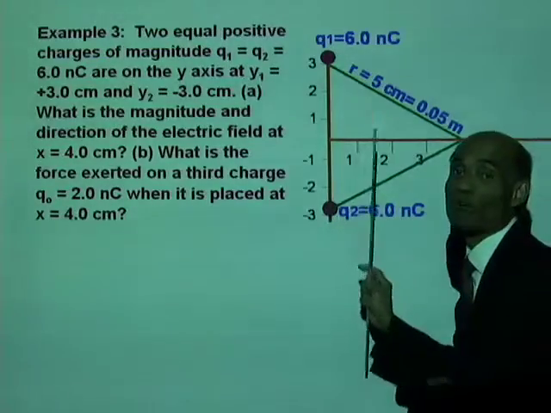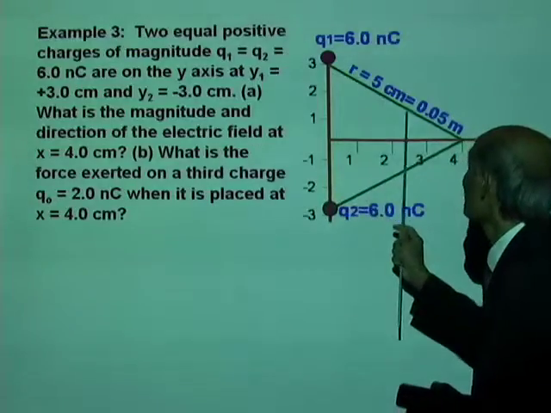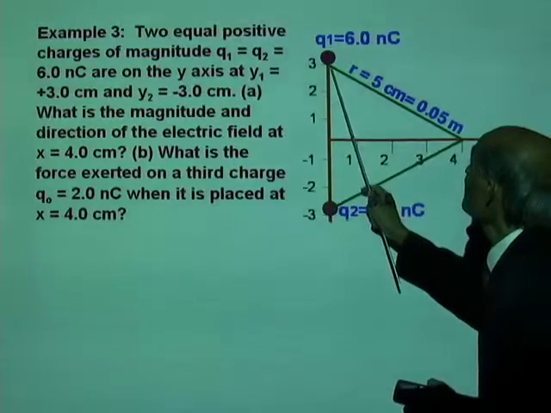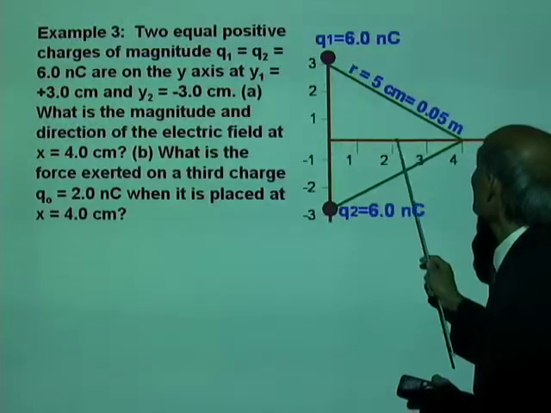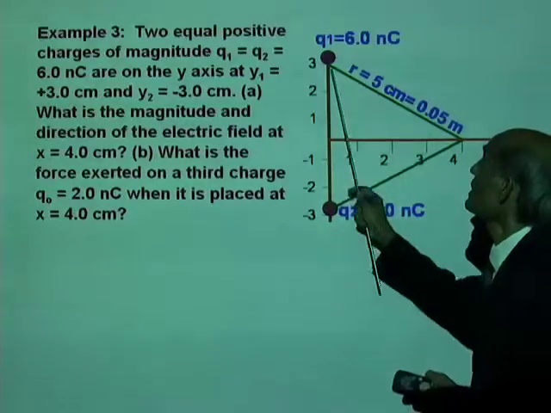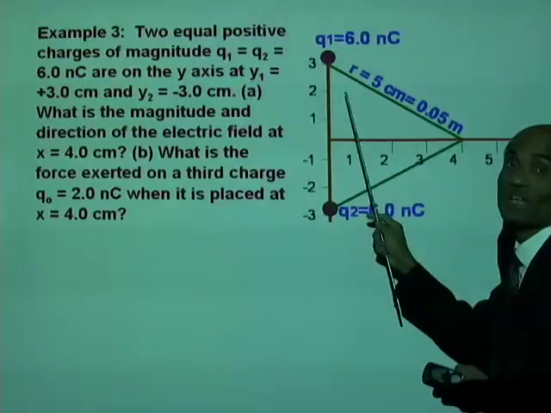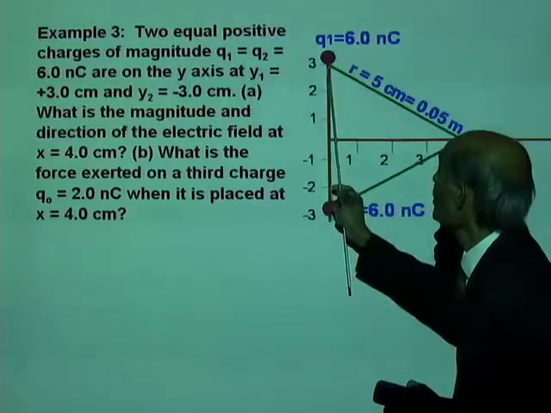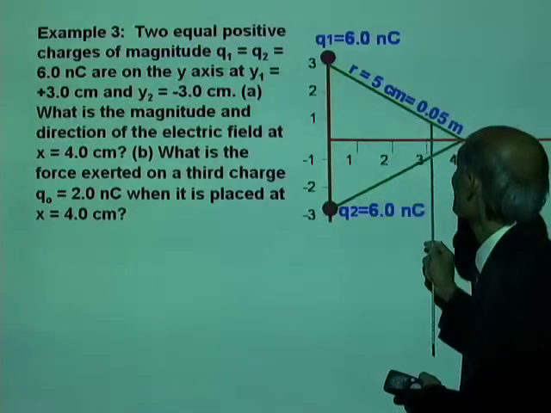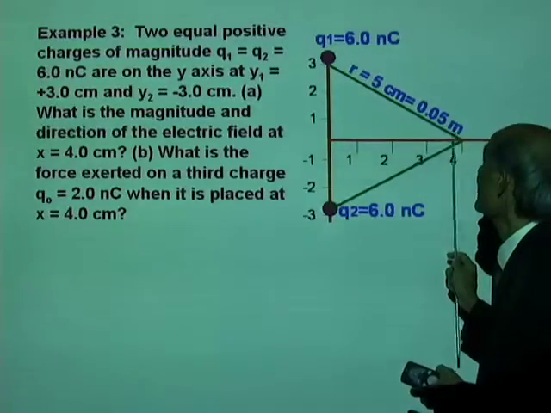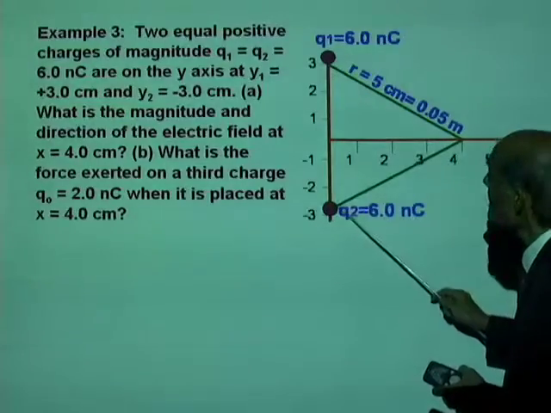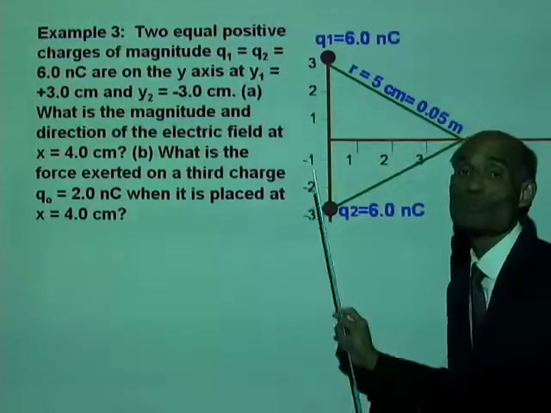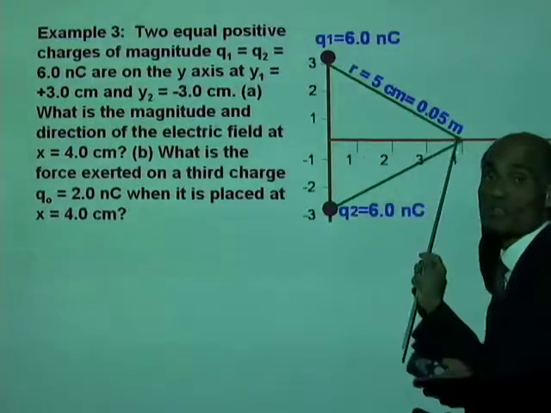First of all, we need to figure out the distance of charge 1 from this point. If this is 3 centimeter and this is 4 centimeter, this will be 5 centimeter. Is that right? 3, 4, 5 are Pythagorean triples. So this distance is 5 centimeter, which is 0.05 meter. If this is 0.05 meter, this also is 0.05 meter. So we now know the distances of the two charges from that point.